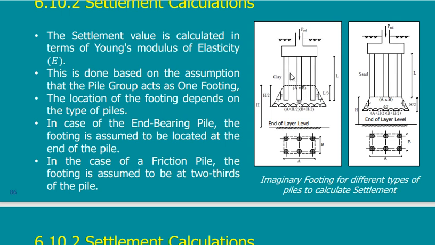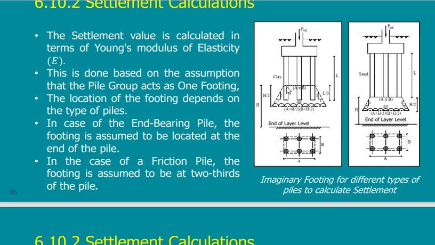Similar for the other case, which is friction. I don't have any end bearing. It is full friction. So in this case, the load will start to be transferred to the soil from this point till the bottom. So it means that as much as I go deeper, the load is transferred to the soil. So I have to choose where will be the location of this imaginary raft.